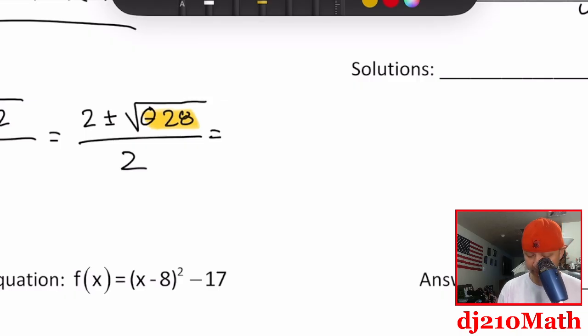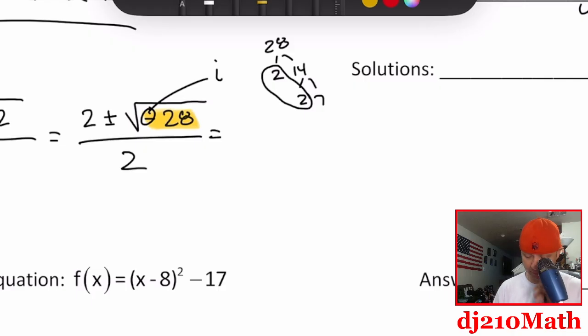Okay, the negative, that's going to come out as an i. Then 28 can be broken down to its prime numbers. 2 times 14. 14 is 2 times 7. Here's a pair. Remember that? Pairs come out. So then second to final answer, 2 plus or minus 2 comes out. There is an i. And then the 7 is left behind.